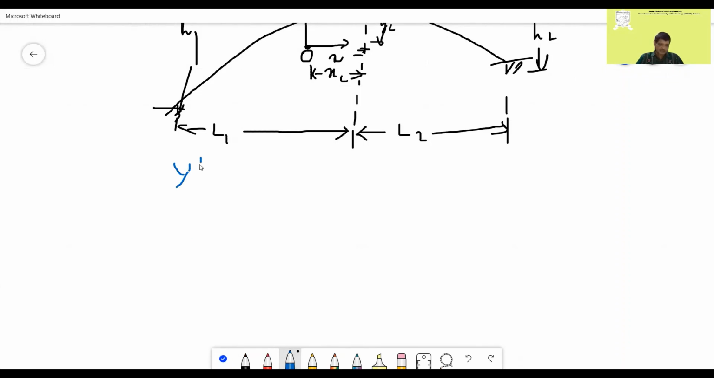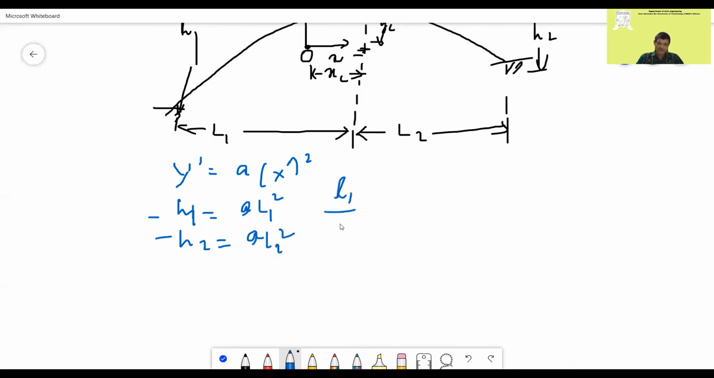Y dash is equal to A into X dash square, and we will put the values. H is equal to minus H1 at a distance of L1 square. Similarly, minus H2 will be at L2 square. Now, if we divide H1 by H2, what do we find? H1 by H2 will be equal to L1 square by L2 square, or root over H1 by H2 gives the value of L1 by L2.